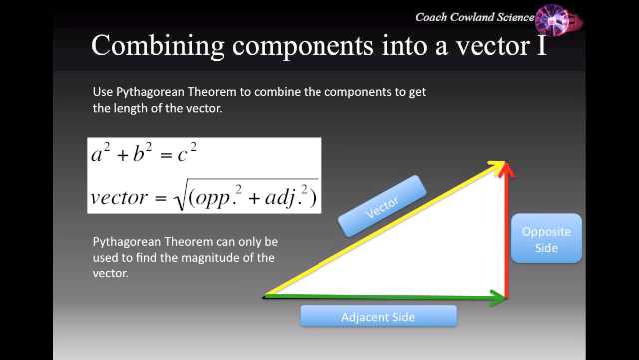If we have components that we want to combine into a vector, there are 2 steps to the process. The first part is to find the magnitude. We find the magnitude using Pythagorean theorem: a squared plus b squared equals c squared. So the vector is equal to the square root of the opposite squared plus the adjacent squared.